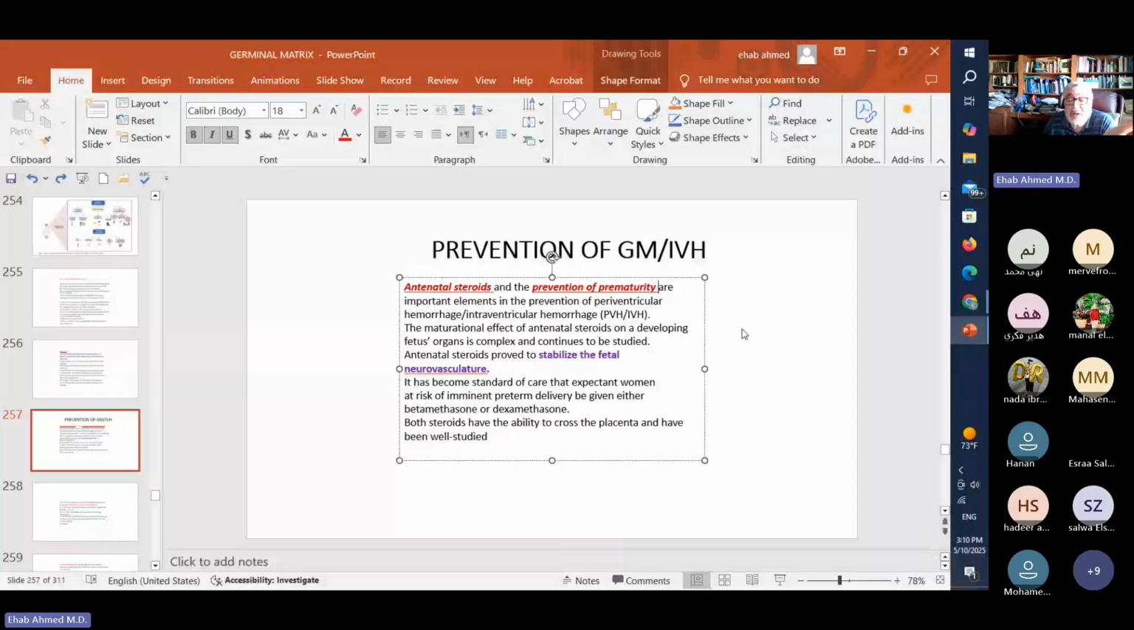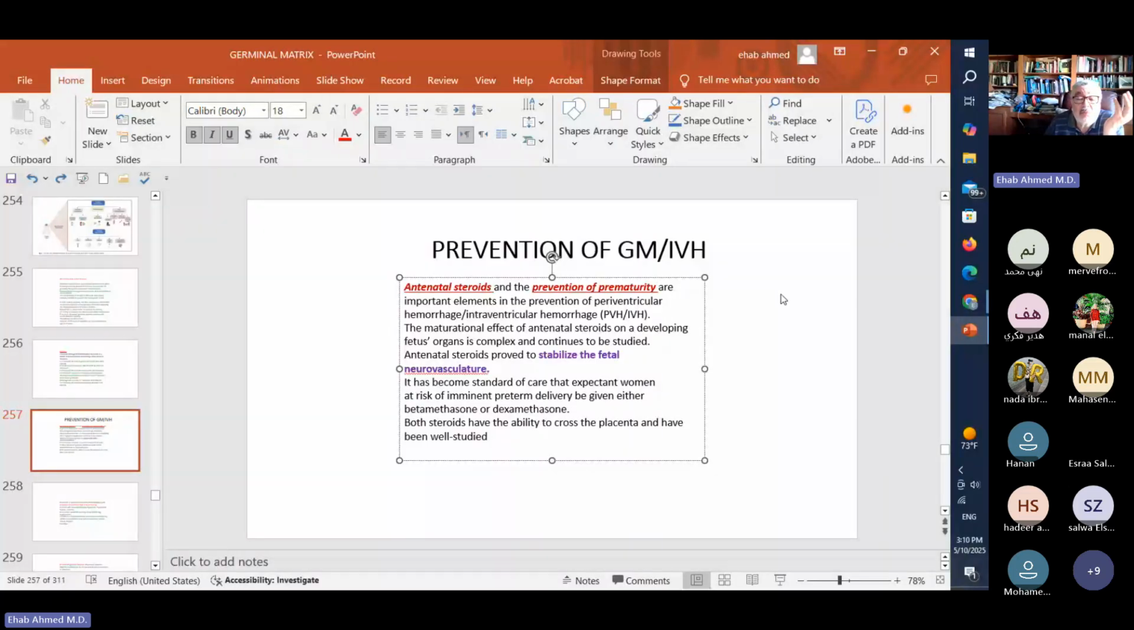They can use tocolytic agents. They can use sometimes beta blockers, indomethacin, magnesium. They have many interventions that can prevent immaturity.